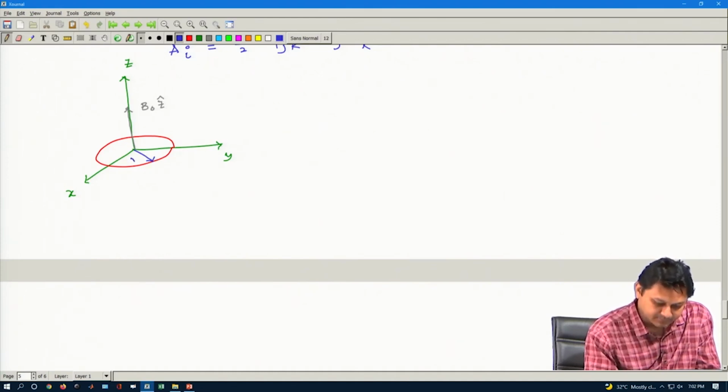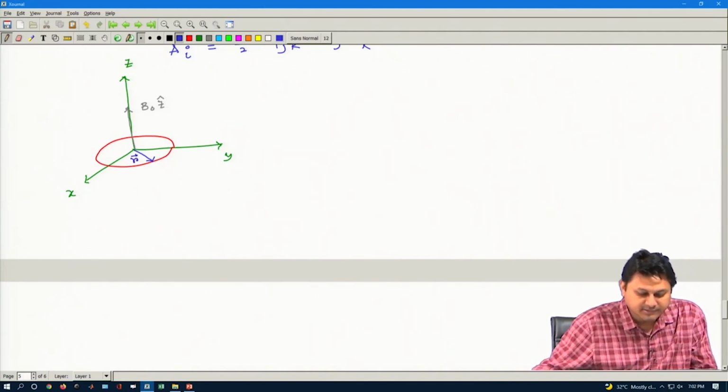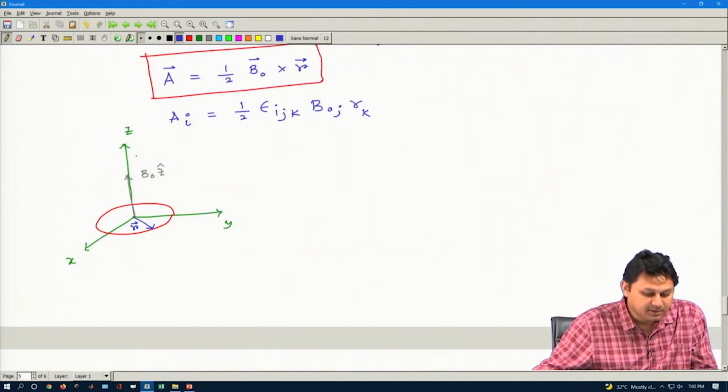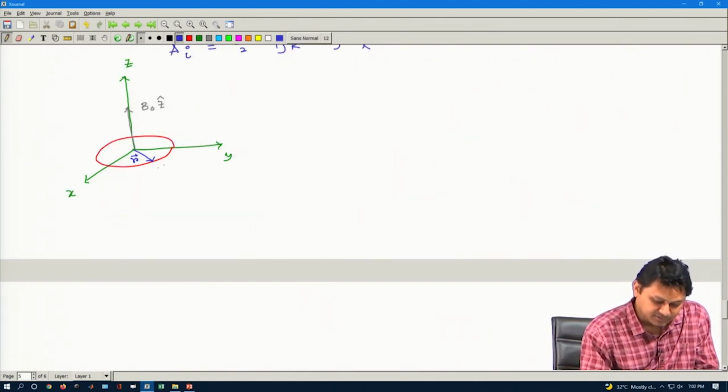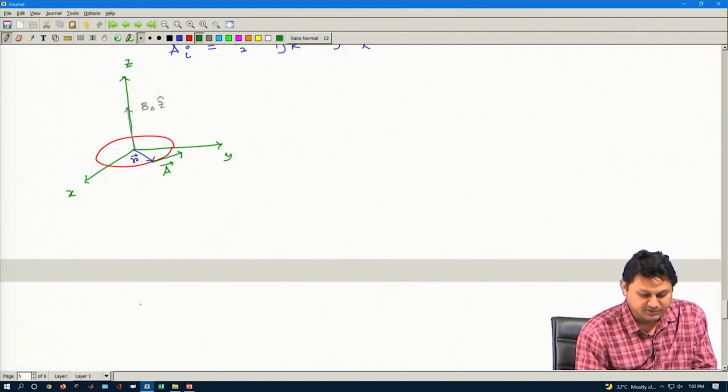This is my r, right. Now, what is the direction of A then? This is B0 cross r. So, it has to be in a tangential direction, like this. So, this is the tangential direction. So, this should be the direction of vector A, right. So, every time r changes, this direction is going to change.